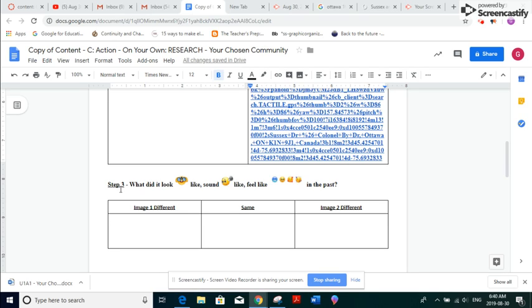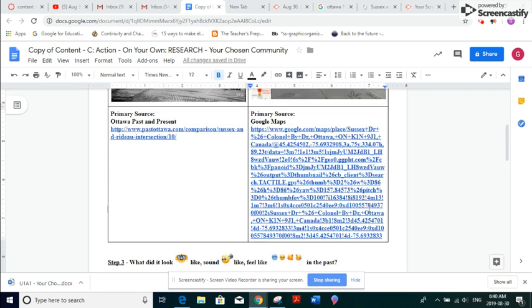So for step number three now, we need to take a look at our pictures. So again, what do the pictures look like? What might it sound like in those pictures? And what might it feel like in the past and then looking into the future?